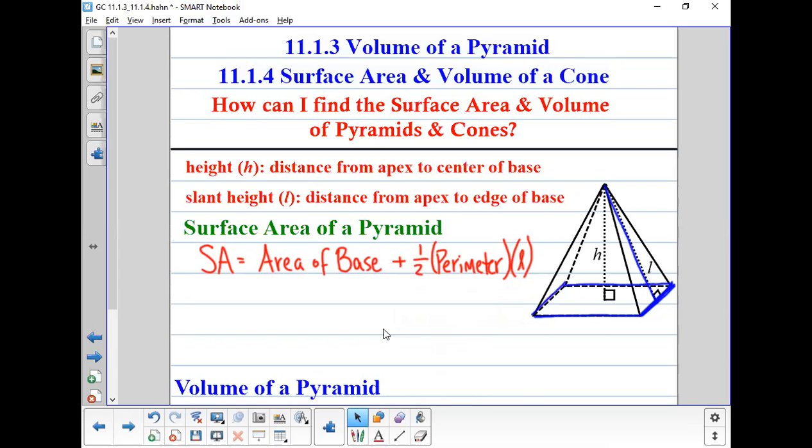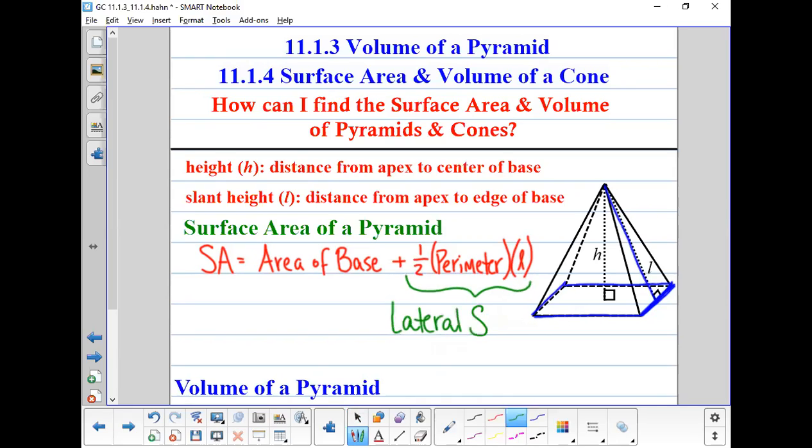One way that we can simplify it a little bit is by talking about the perimeter of the base, because that would be the number of sides of your polygon times the side length. Then you're going to multiply that perimeter times your slant height and divide it by 2 since it's a triangle. So that is one way that we can think about our surface area of a pyramid. And this 1/2 perimeter times slant height, that is what we call the lateral surface area. It's the sides.